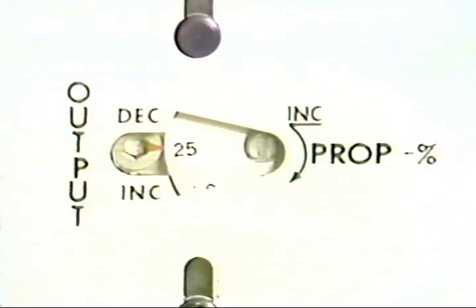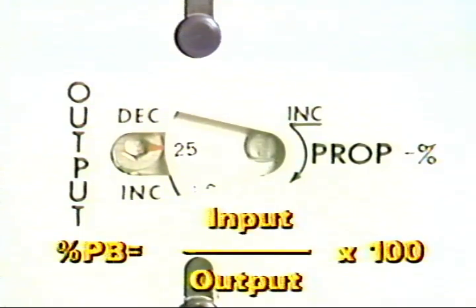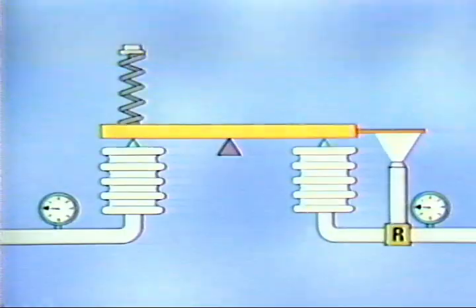Proportional band is the change in input required to produce a full range change in a controller's output. It's usually expressed as a percentage, input divided by output times 100. In this controller illustration, proportional band is adjusted by moving the pivot.